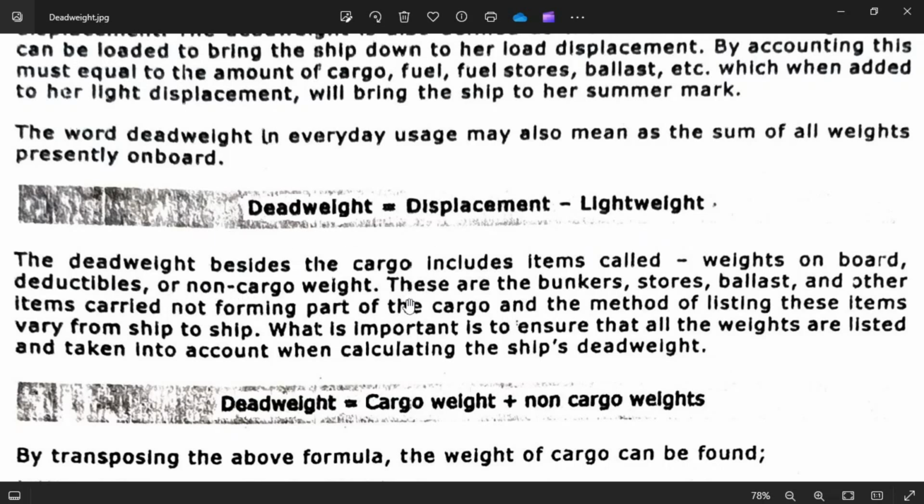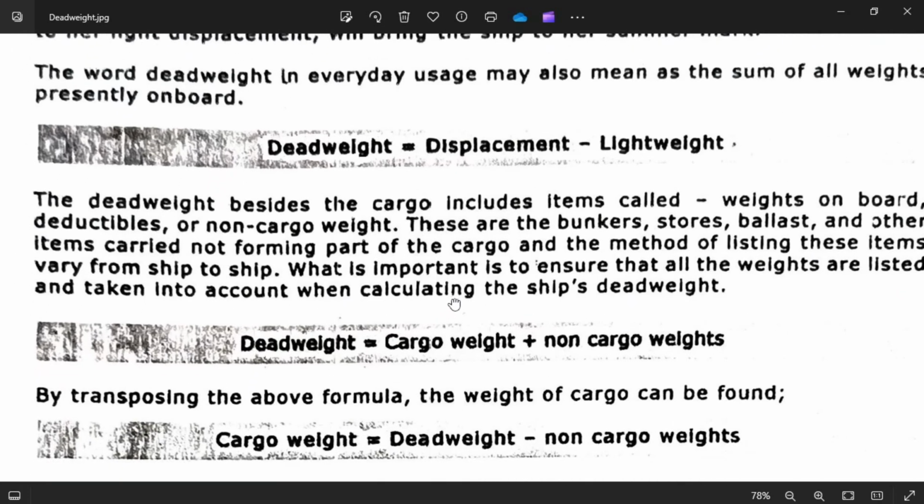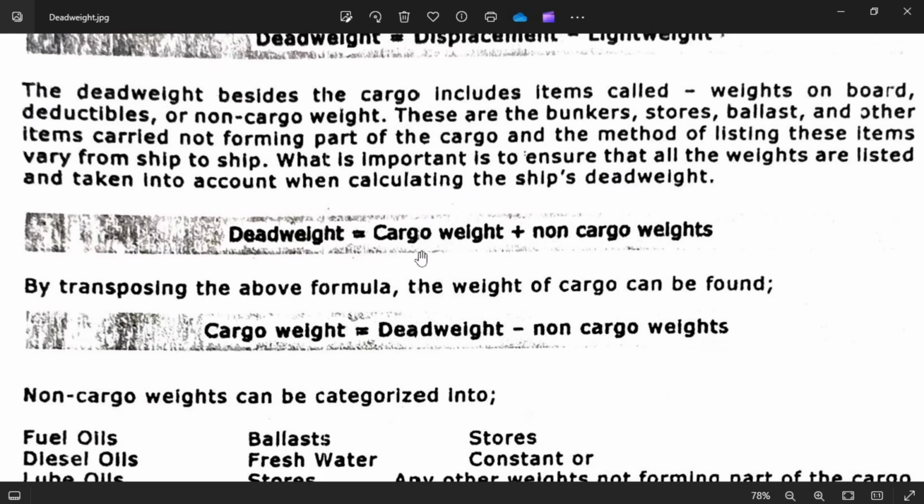The deadweight, besides the cargo, includes items called weights on board, deductibles, or non-cargo weight. These are bunkers, stores, ballast, and other items carried that are not part of the cargo, and the method of listing these items varies from ship to ship. What is important is to ensure that all weights are listed and taken into account when calculating the ship's deadweight. Deadweight equals cargo weight plus non-cargo weights.